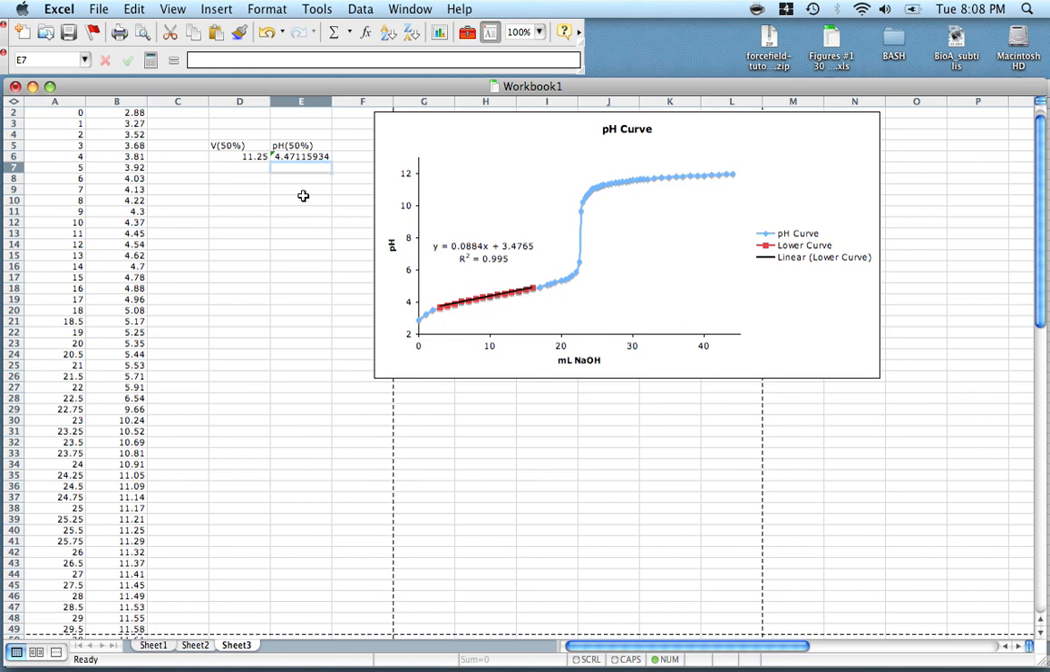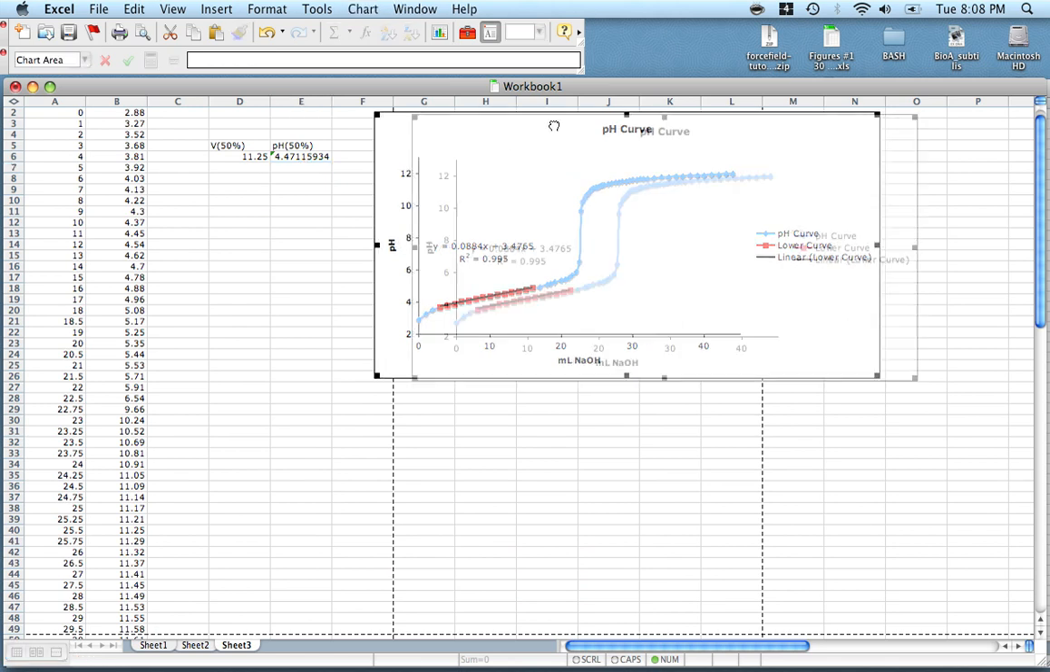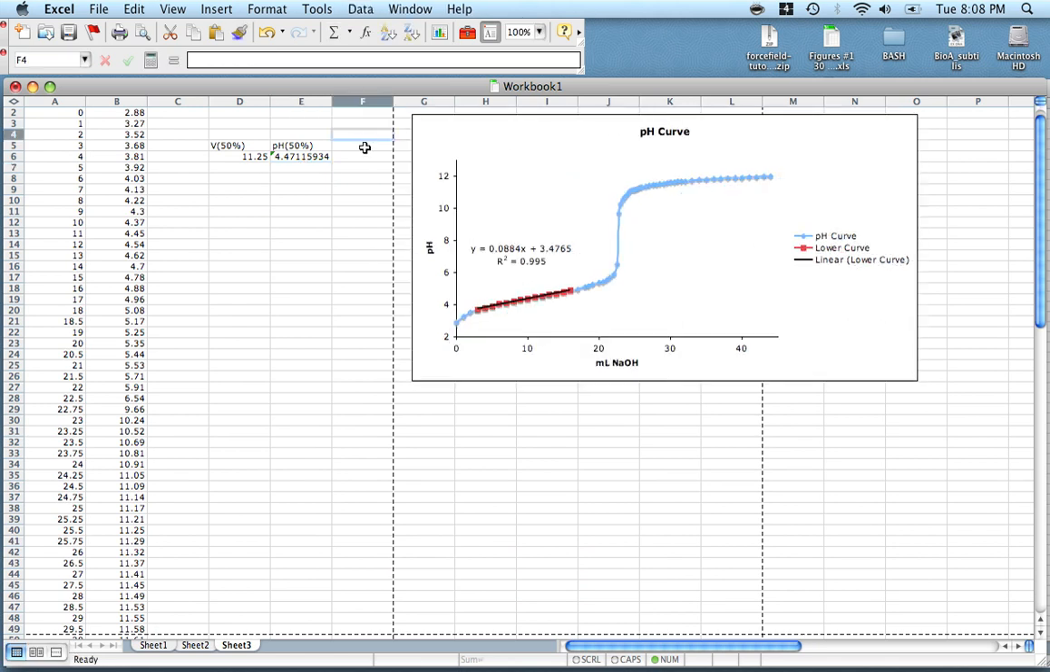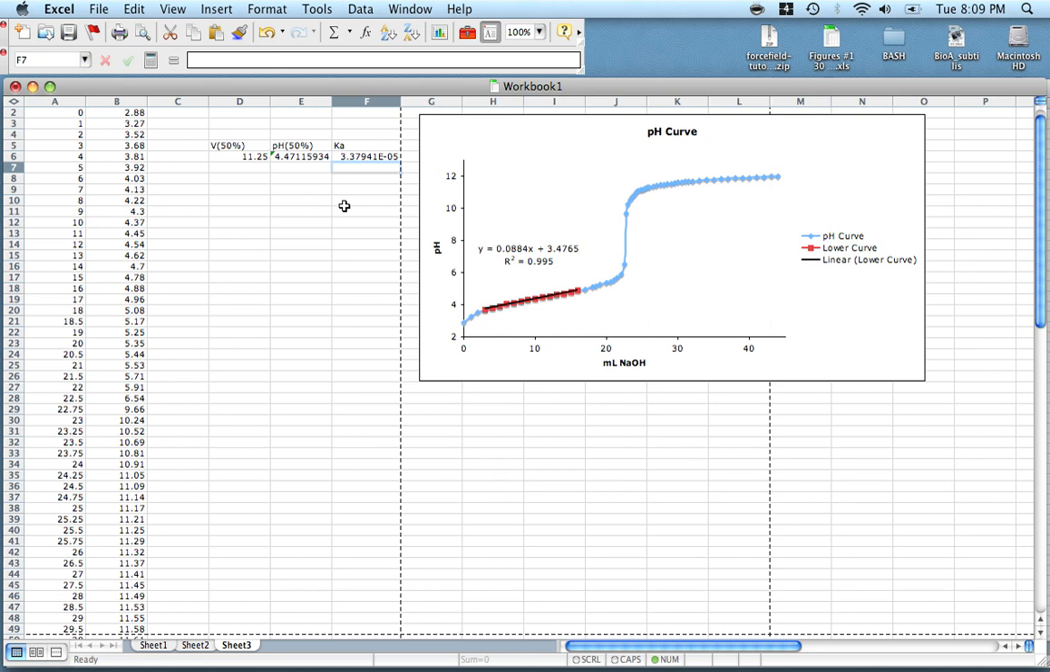Okay, so all we need to do now, let me move this out of the way here a little bit. Ka, so that's equal to 10 to the power of minus our pH 50%. And there you go, 3.3794 times 10 to the minus fifth.